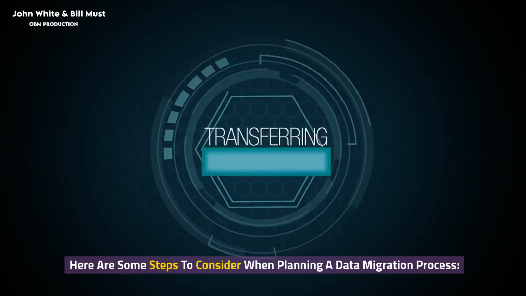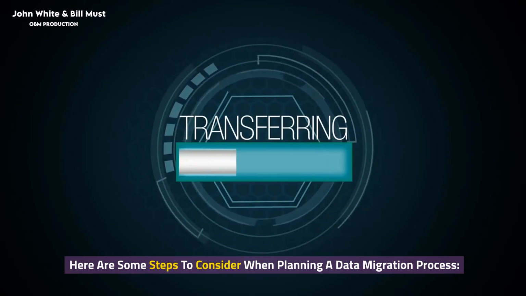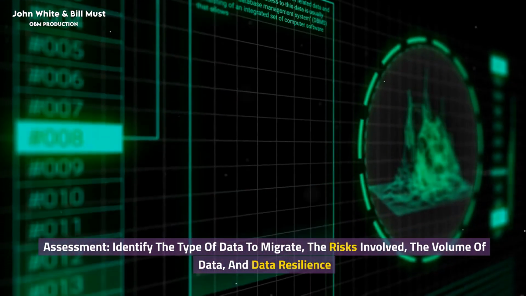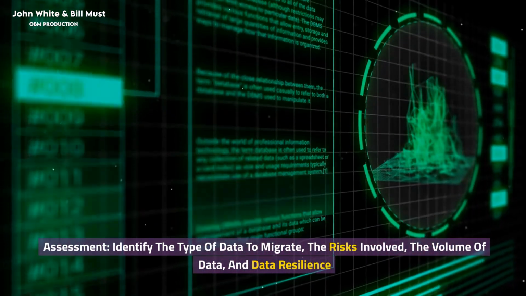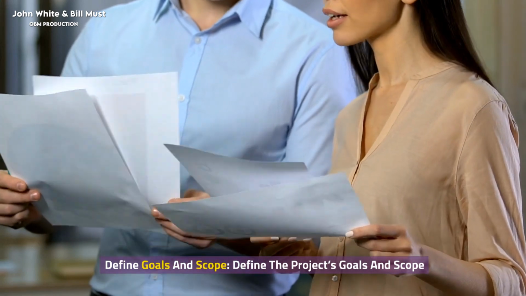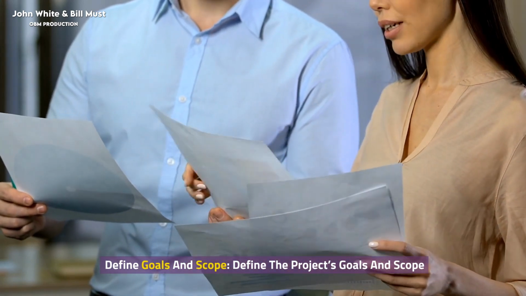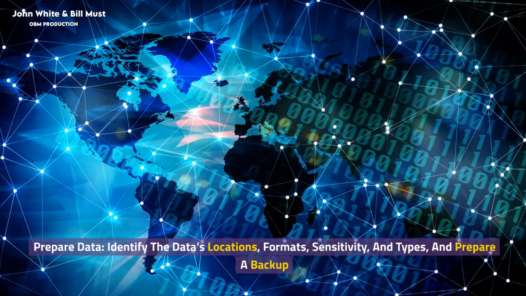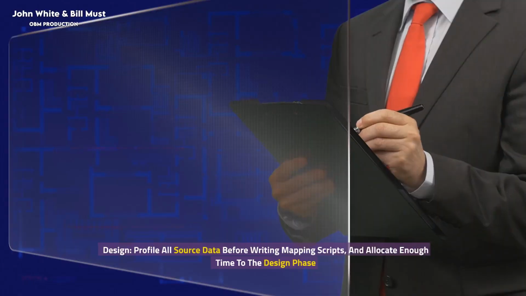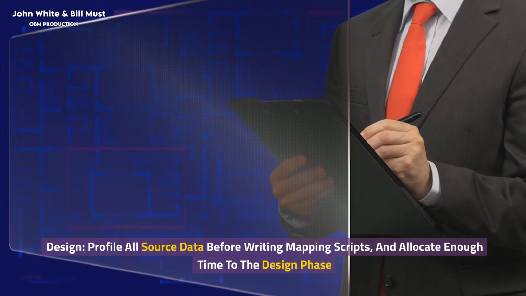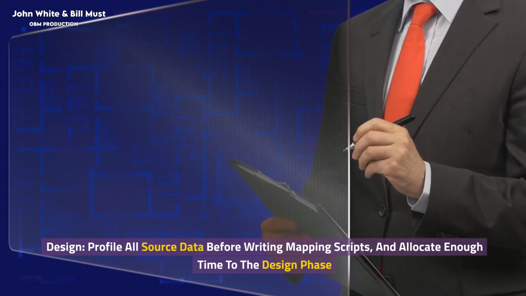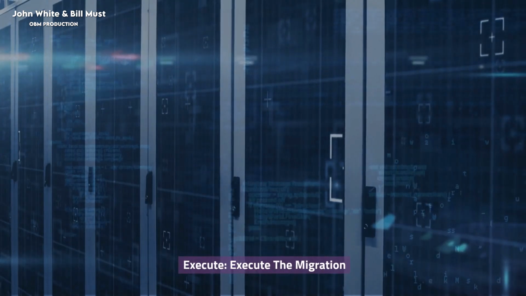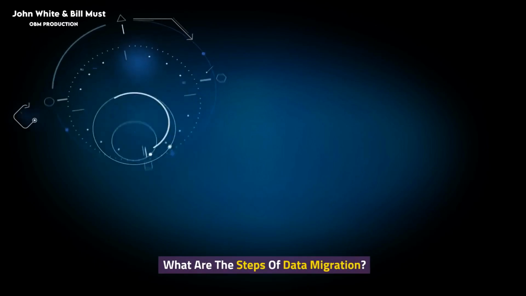Here are some steps to consider when planning a data migration process. Assessment. Identify the type of data to migrate, the risks involved, the volume of data, and data resilience. Define goals and scope. Define the project's goals and scope. Prepare data. Identify the data's locations, formats, sensitivity, and types, and prepare a backup. Design. Profile all source data before writing mapping scripts and allocate enough time to the design phase. Test. Test the migration tools. Execute. Execute the migration.